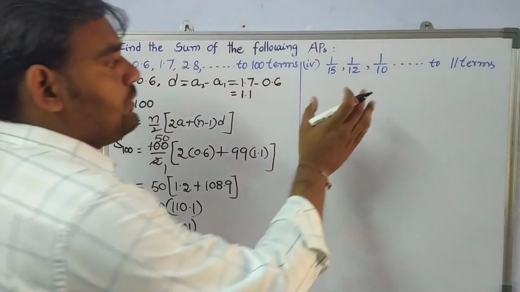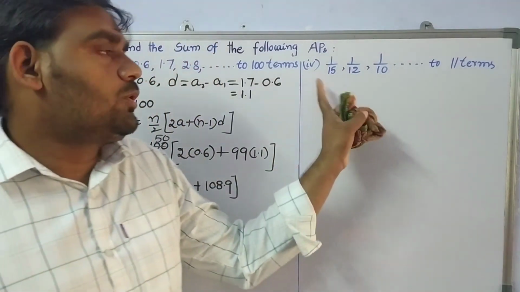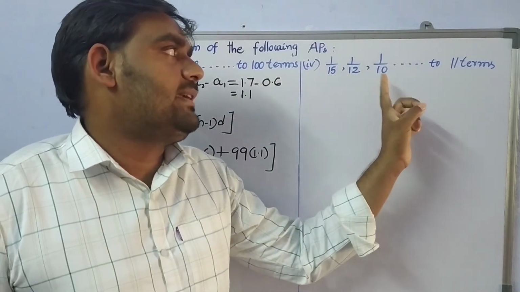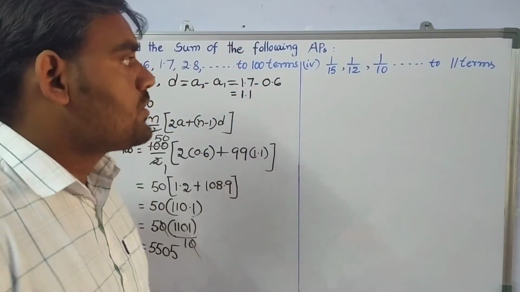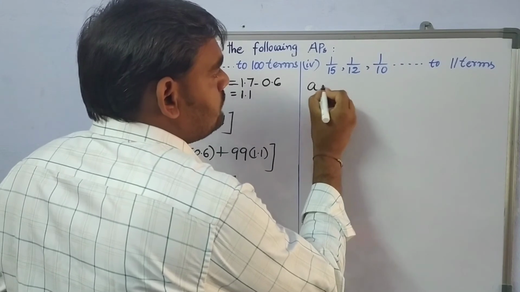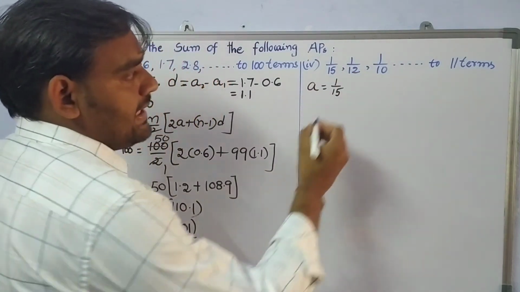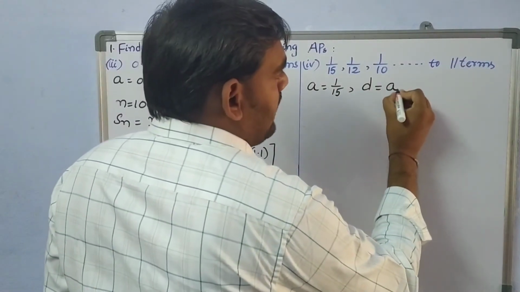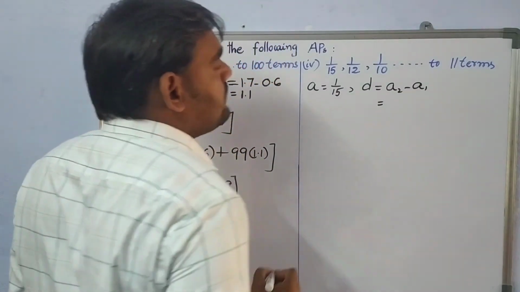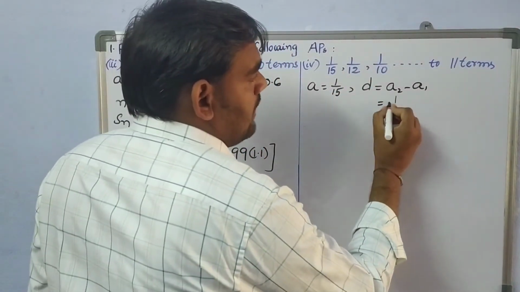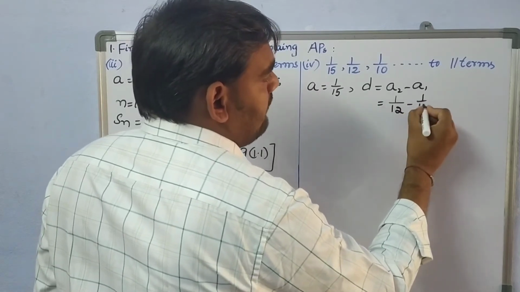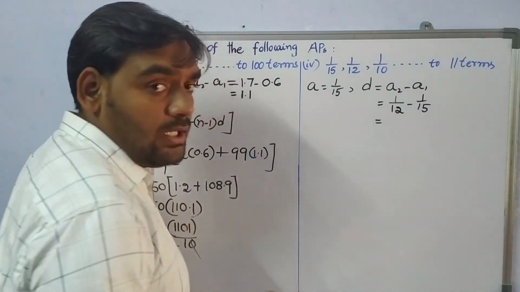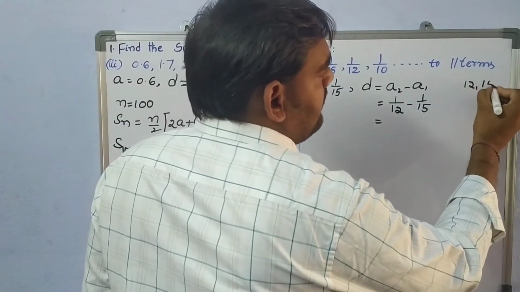Next, coming to the fourth problem, arithmetic progression is 1 by 15, 1 by 12, 1 by 10 and so on, 11 terms. So here a is equal to 1 by 15. Next, common difference d is equal to a2 minus a1. Now a2 minus a1 is 1 by 12 minus 1 by 15. a1 is 1 by 15. So we need to take the LCM of 12 and 15. What is the LCM of 12 and 15?